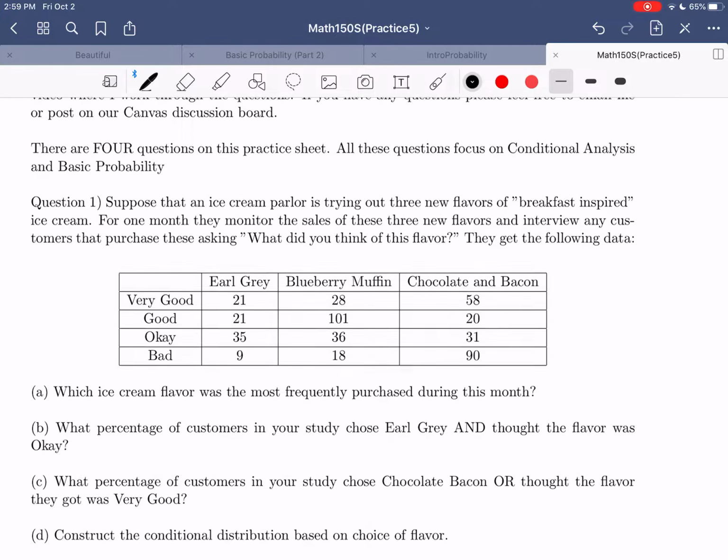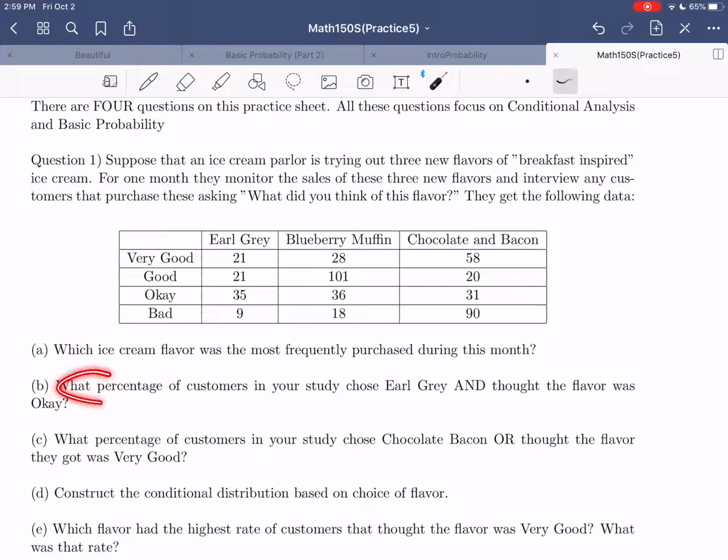For part B, we want to get the percentage of customers in our study. So we notice that this is a percentage of the customers in our study, so we know it's going to be out of the total, who chose Earl Grey and thought the flavor was okay.